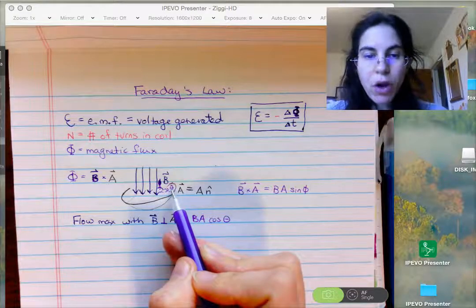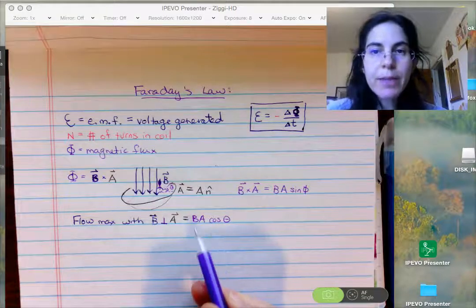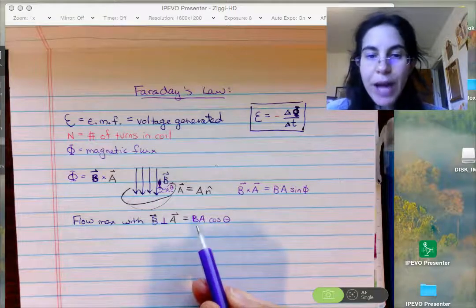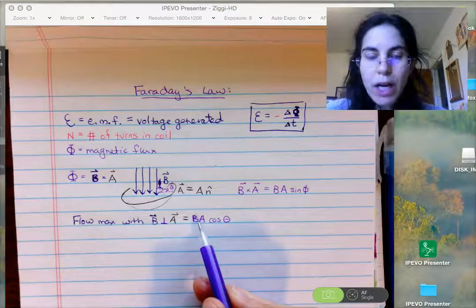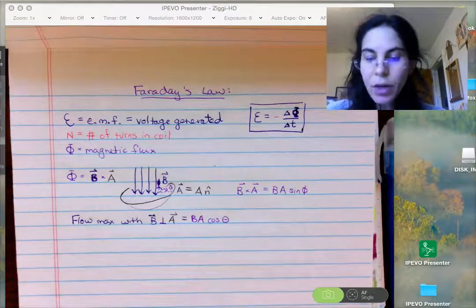If you're 1 degree off from a perfect 90, you'll get a little bit less flow, a little bit less magnetic flux. If you're at a perfect 90, rock on. You are 0 degrees away from maximum flux, and you are good to go.